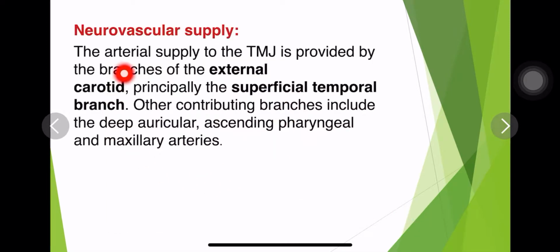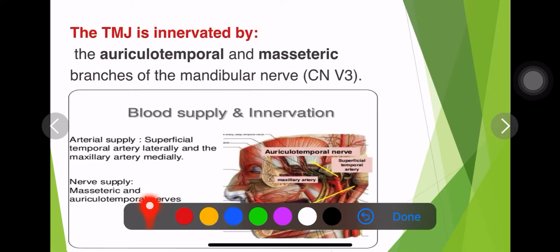We also have the neurovascular supply. The arterial supply to the temporomandibular joint is provided by branches of the external carotid, principally the superficial temporal branch. Other contributing branches include the deep auricular, ascending pharyngeal, and maxillary arteries.